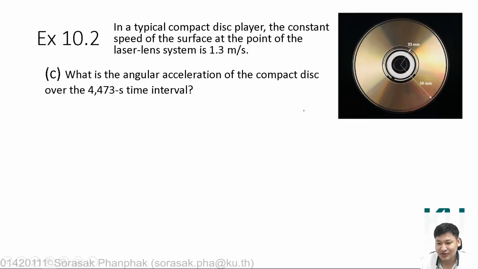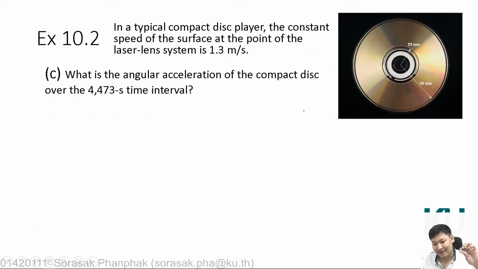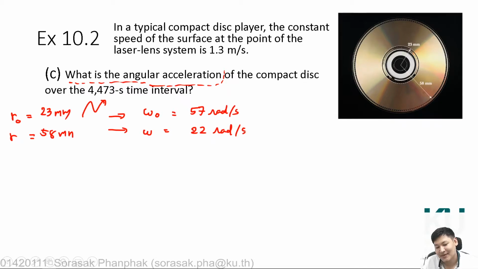How about the next one? Since the time interval before is 4,473 seconds for playing from the first position at R equal to 23 millimeter to R terminal at 58 millimeter, it takes about this time interval. Can you approximate the angular acceleration in this case? You already know the omega for the first one, which is equal to 57 radians per second, and the other equal to 22 radians per second. You know the omega difference. You know the time interval.